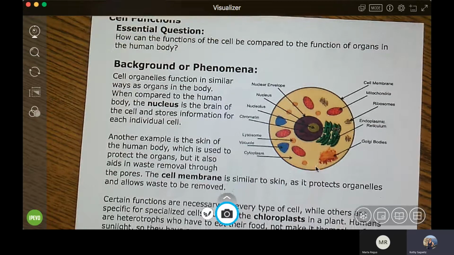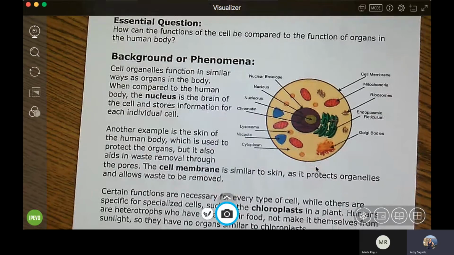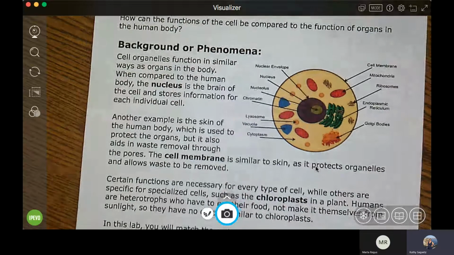Certain functions are necessary for each type of cell, while others are specific for specialized cells, such as the chloroplasts in plants. Humans are heterotrophs, who have to eat their food, not make it themselves from sunlight, so they have no organs similar to chloroplasts. In this lab, you will match the materials below to the functions of the cell organelles, and you can compare the functions of the cell organelles to the functions of the human body.